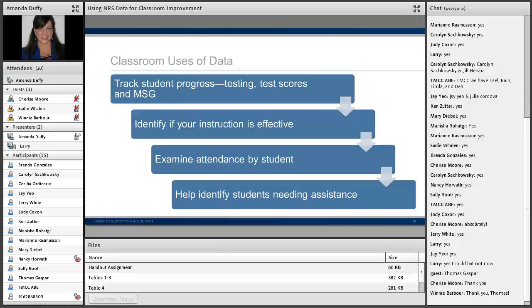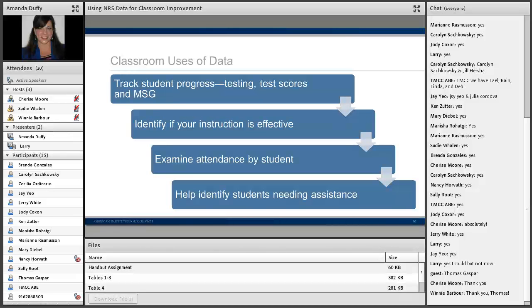So tracking student progress, identifying if your own personal instruction is effective, examining attendance by student, and helping to identify students needing assistance. So that's a few things that you can do with your data.